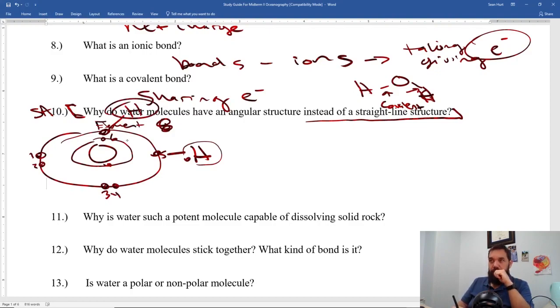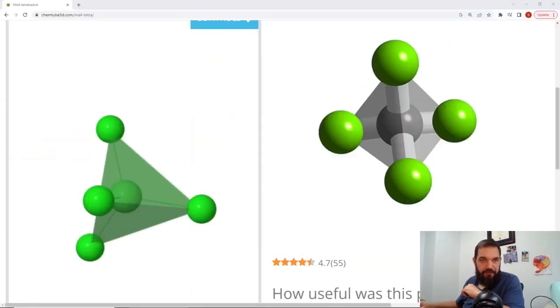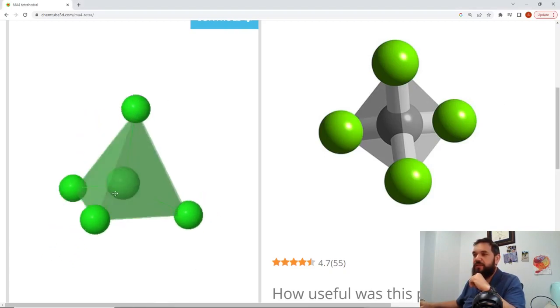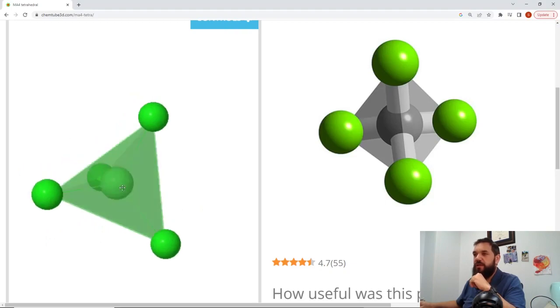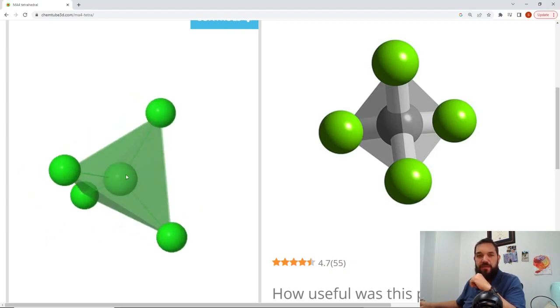Now, if you actually think about this, let me get kind of a model. Might help you imagine this, and I can show you a little bit better why the geometry works out the way it does. So just hold on one second here. Okay, I couldn't find anything physical, but I found this thing online. If you look at the screen, this shows a tetrahedral structure. So imagine the central atom in the center being the oxygen.